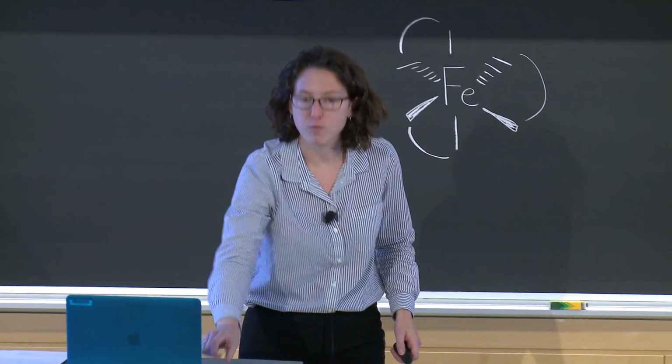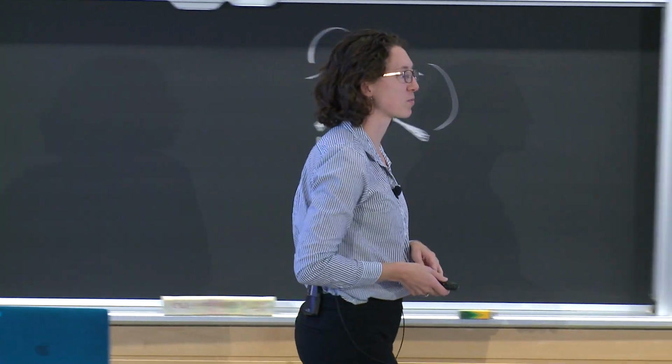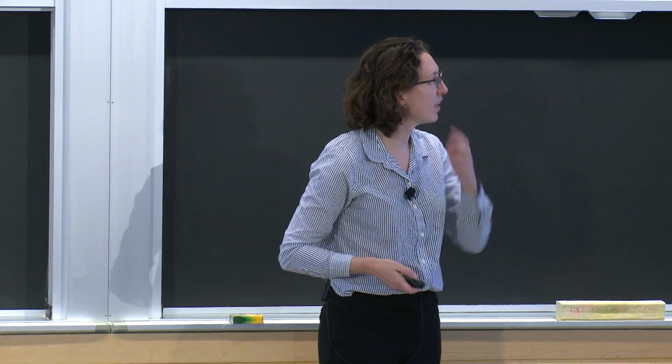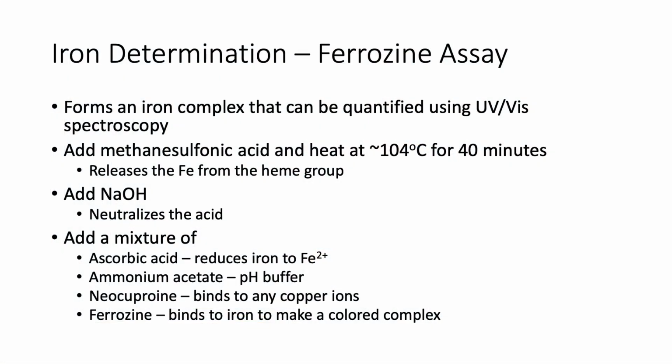And again, like the Coomassie dye, there are a lot of pi electrons and aromatic systems which help to give it its color. The way that we're going to do this is, again, using UV-Vis spectroscopy, because we have something that goes from colorless to colored when it interacts with our ion of interest. The first step in this procedure is adding methane sulfonic acid, and then you will heat it at 104 degrees for 40 minutes.